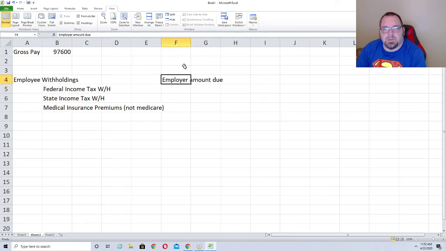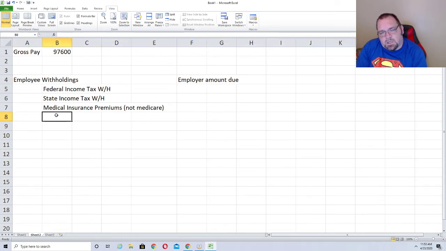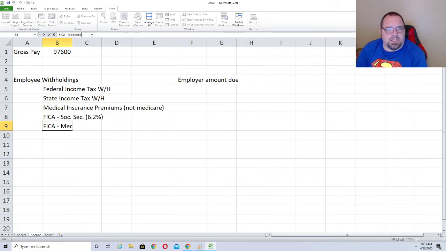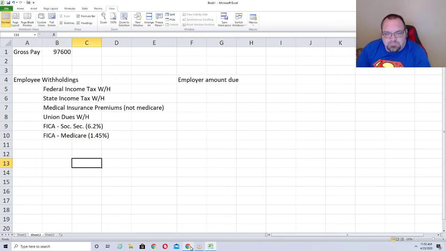I need to move this over a little bit. You know what, I'll just do this instead. We've got FICA Social Security, and FICA Medicare. Remember, if you go back and look at the chapter, the percentage for Social Security is 6.2%. And then the FICA for Medicare is 1.45%. Now, I think this one also has some union dues. In other words, the company takes them out of the paycheck for you and gives them to the union on your behalf. Let's see what we got.